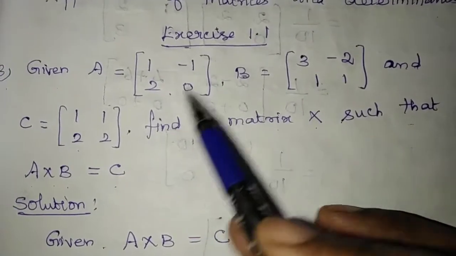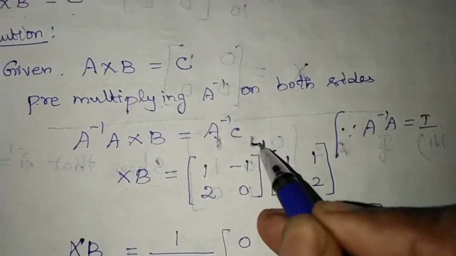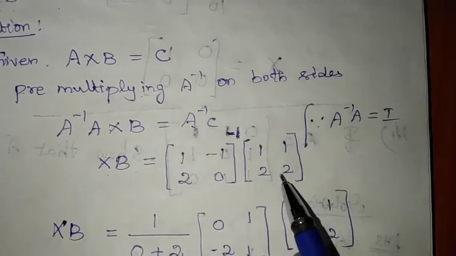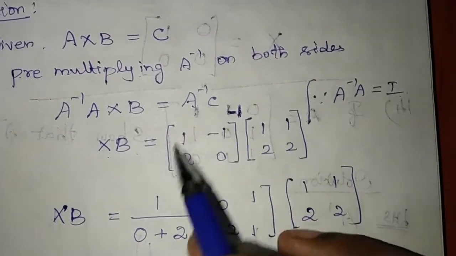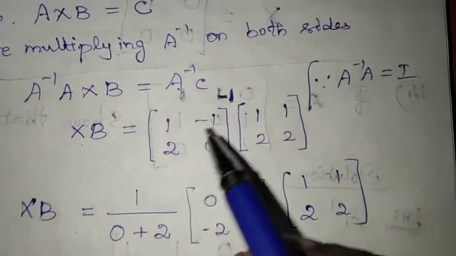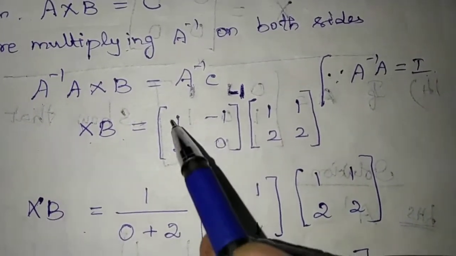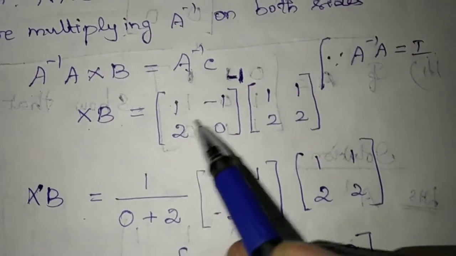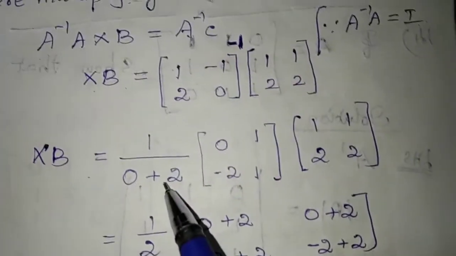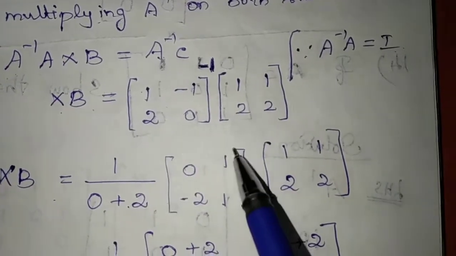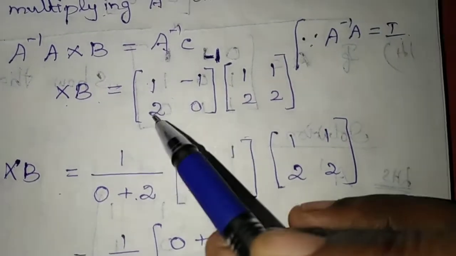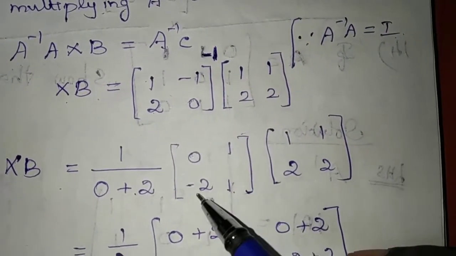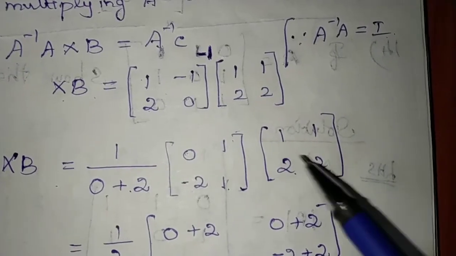A equal to [1 -1; 2 0] inverse, A inverse C, C value [1 1; 2 2]. A inverse we have already studied in 12th sum. First find the modulus value: multiply this, 0 minus 2, formula minus plus, 2. Next find adj. Adj means change the value and change the sign. Write the C.